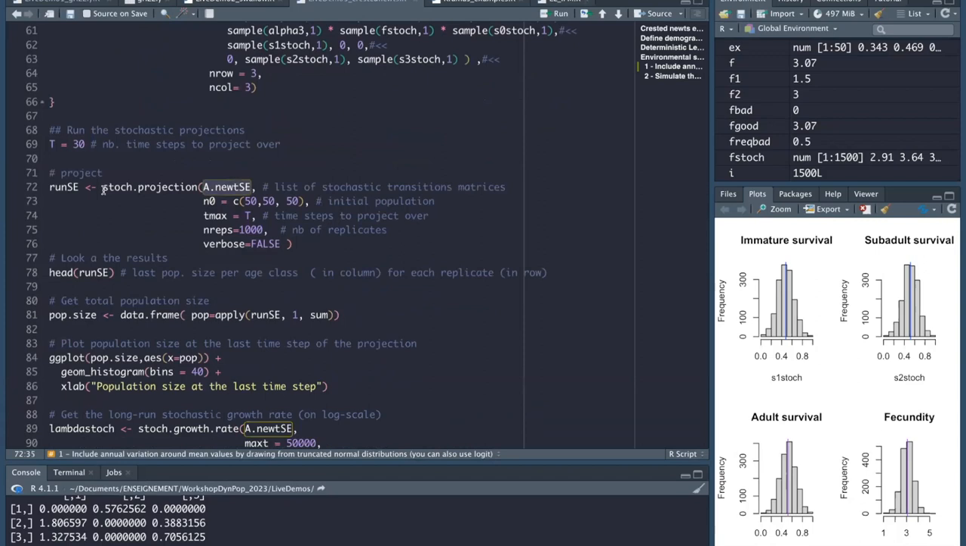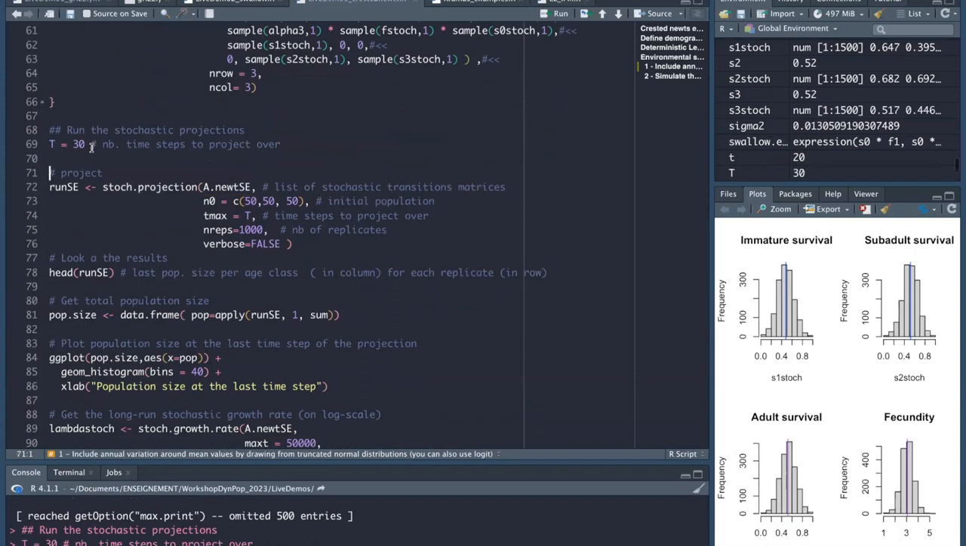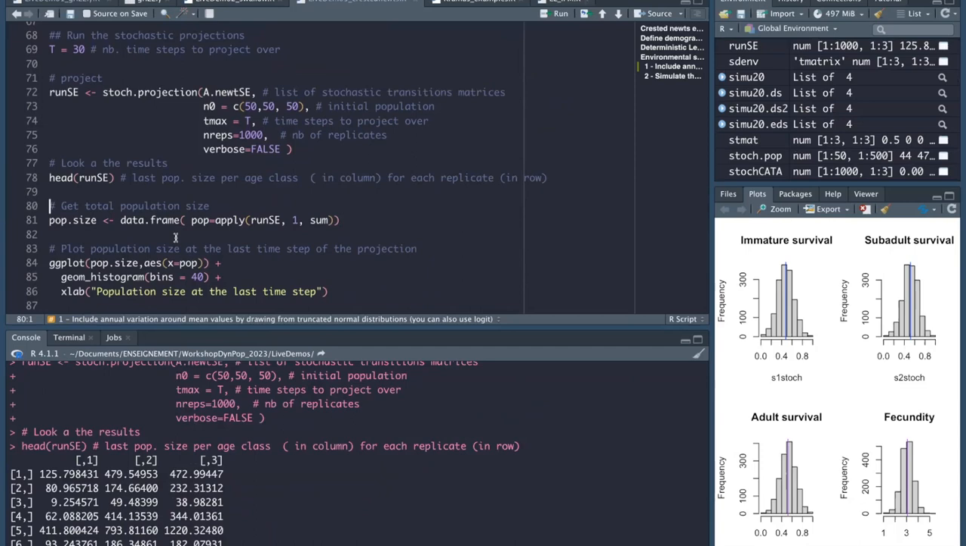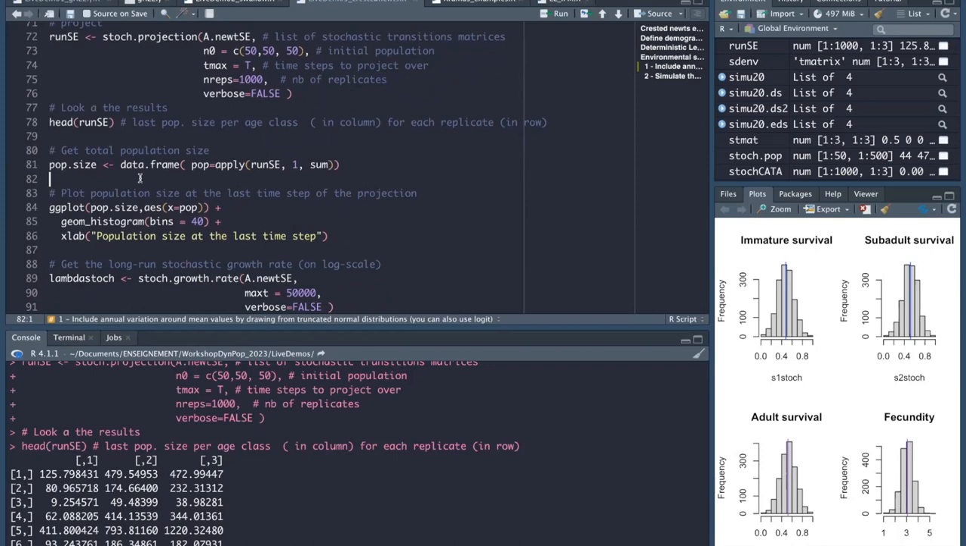So I want to simulate the population for 30 years. And I run the stochastic projections, every year picking a different matrix. Okay. Initial population size, we can change that as we want. And 1,000 replicates. And it's very quick. We can look at population sizes. Here I just printed the 6 first years.